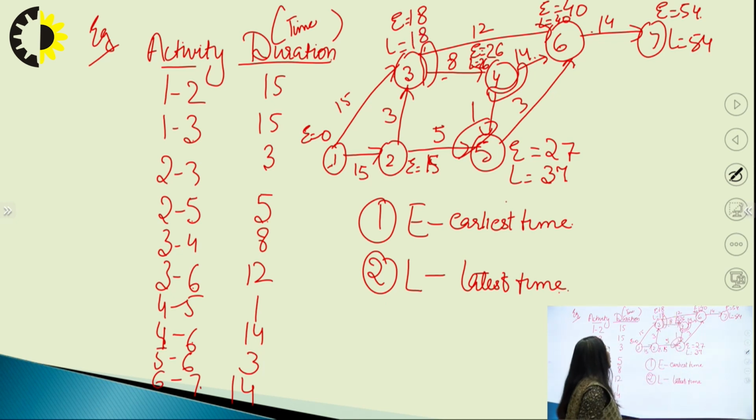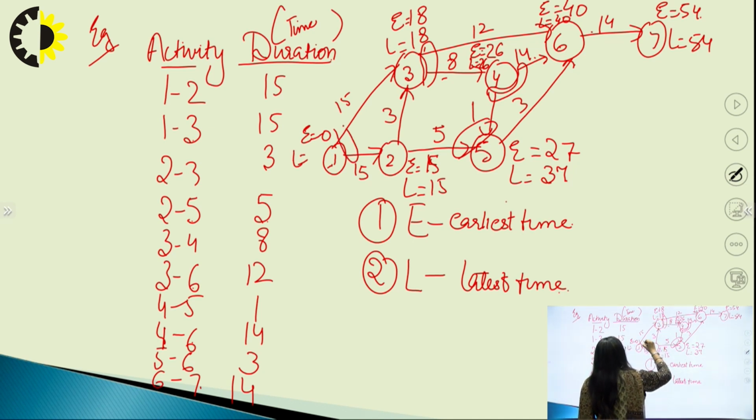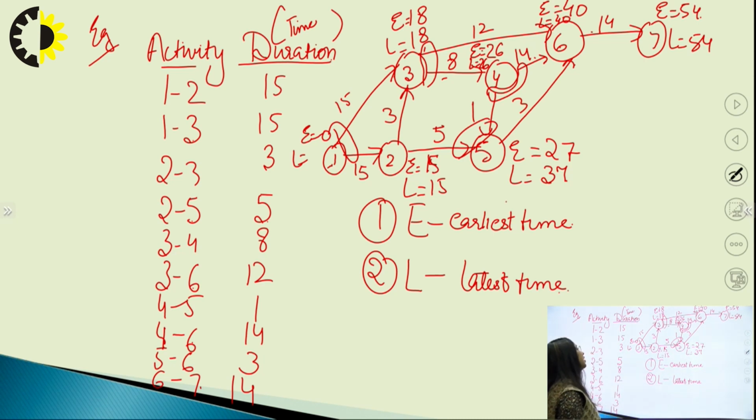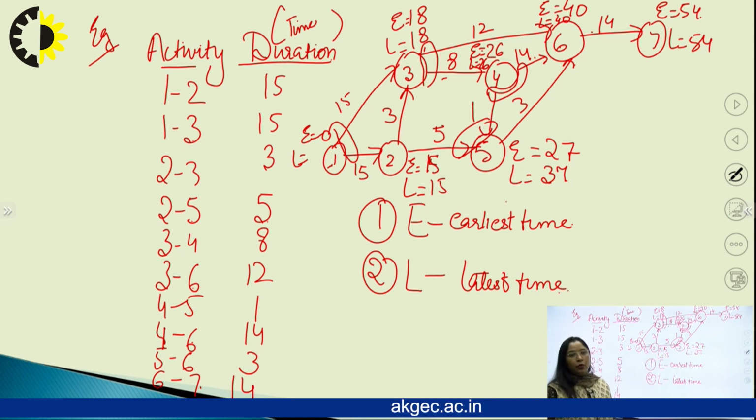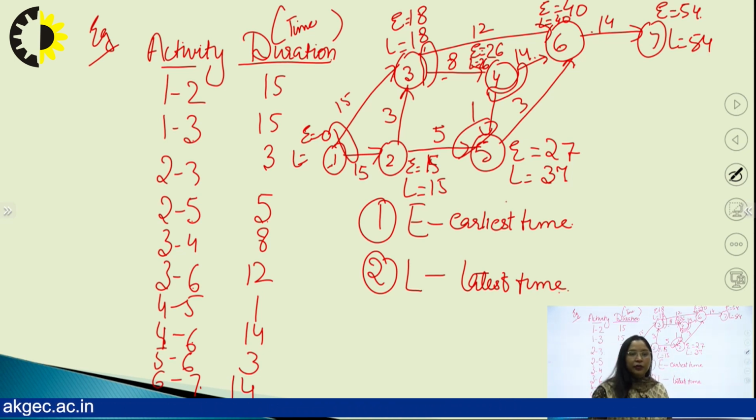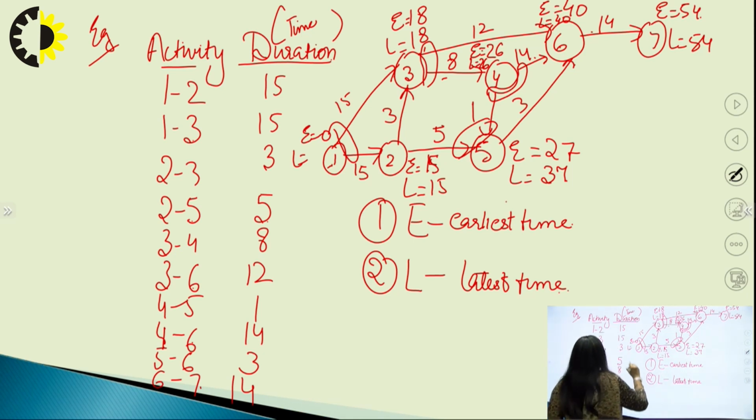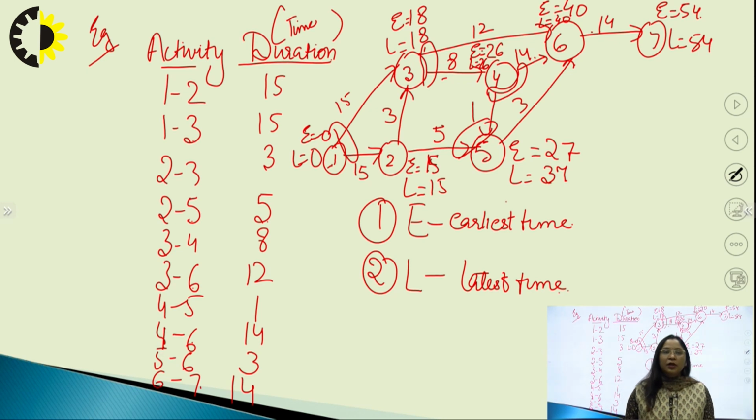Okay. Now we will come to 2. Here 18 minus 3 is 15, and similarly 2 diverging arrows. 15 minus 15 is 0, 18 minus 15 is 3, and 15 minus 15 is 0. And in case of L we have to take the minimum time. Okay. So we have found all the values of E and L over here.